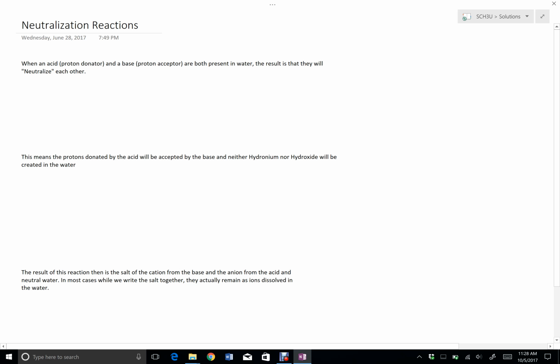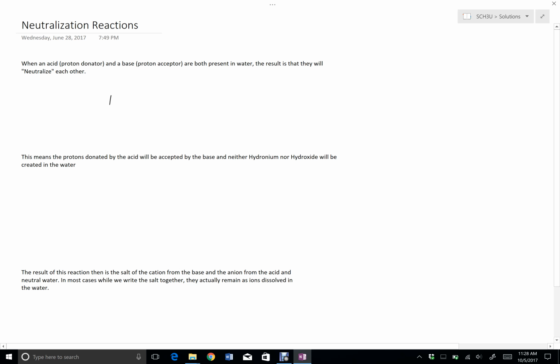One specific example of a double displacement reaction is a neutralization reaction. This is when an acid, a proton donator, and a base, a proton acceptor, are both present in water. As a result, they will neutralize each other. The donator will give to the acceptor, and they will take each other out and just form water.